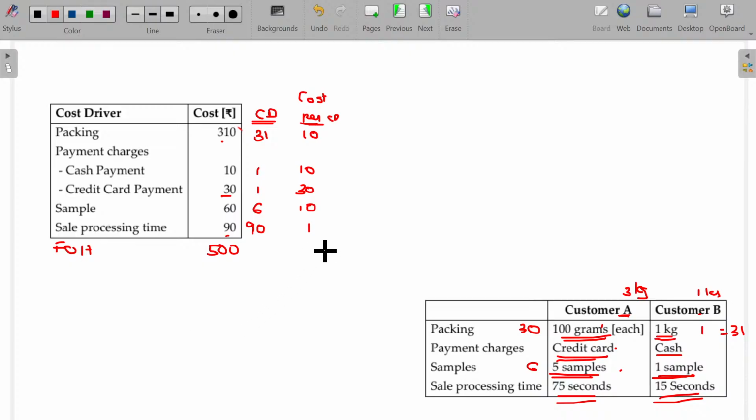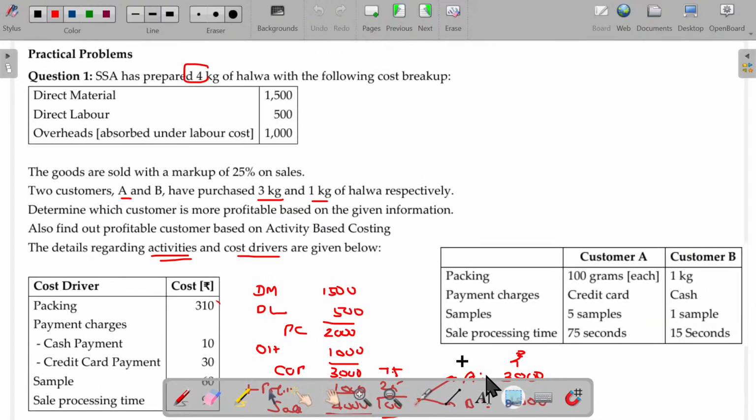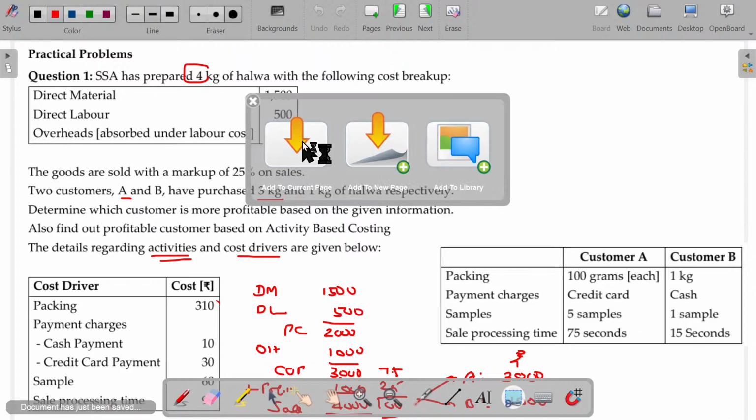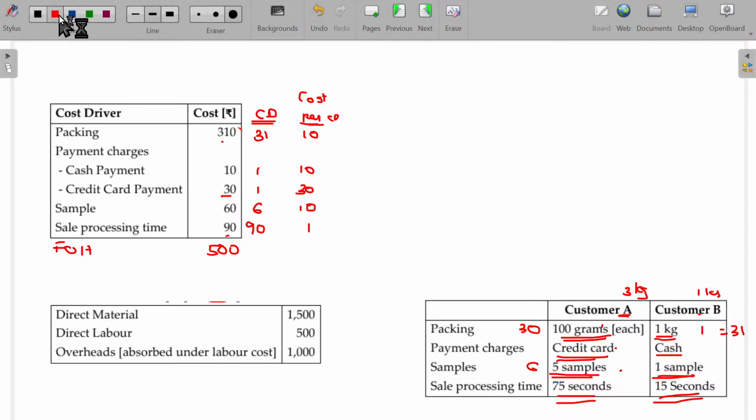Now find out the material and labor. So direct material and direct labor here are, okay, no problem, 500 and 1,500. Now direct material cost and direct labor cost for A as well as for B. A purchased 3 kgs. For 4 kgs, 1,500, so per kg, how much is that?